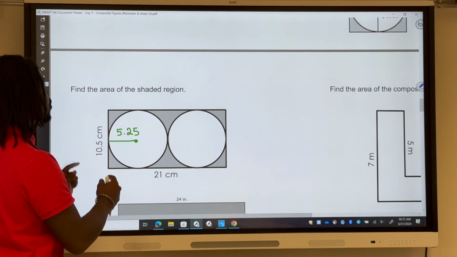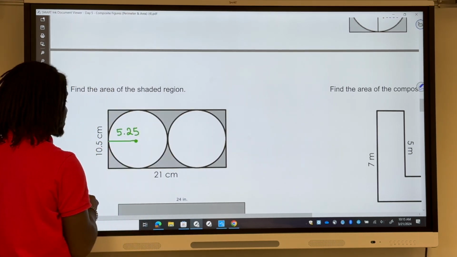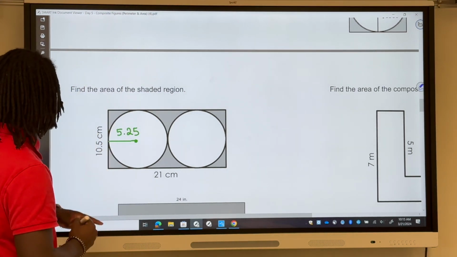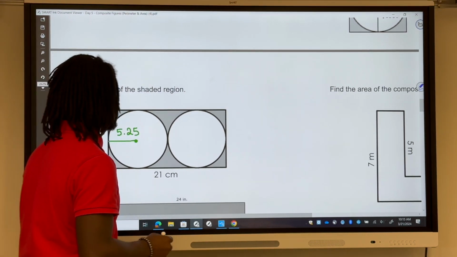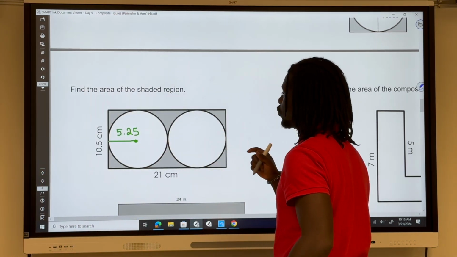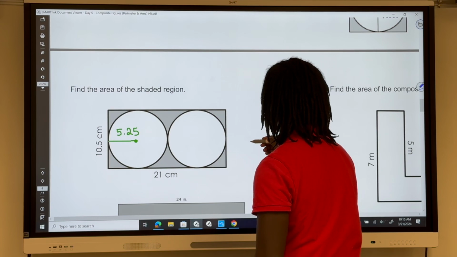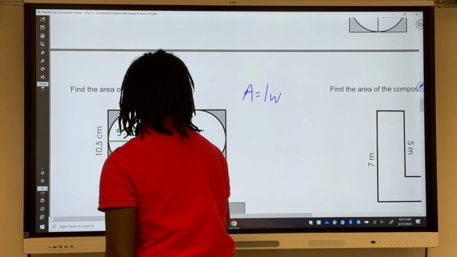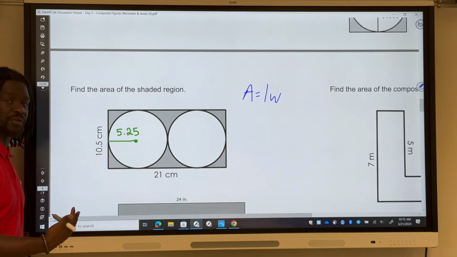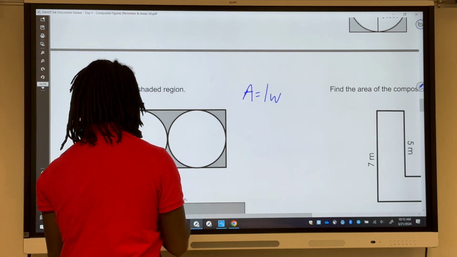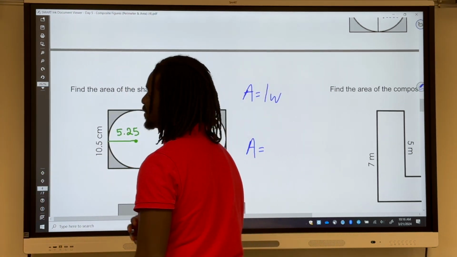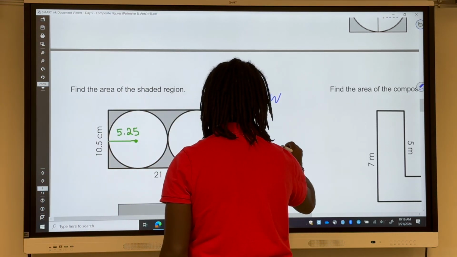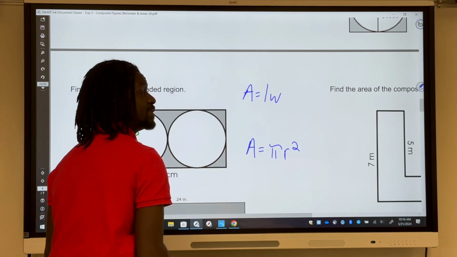To do this, what we're going to end up doing is finding the area of the outside and then taking away the area of the shape that's inside, okay, because that part is not shaded. So let's start by finding, okay, what shapes do I have? Well, I have the area of a rectangle, so I'm going to do length times width. And then I have the area of a circle. Now, this is the first time we've done the area of a circle in this lesson. So again, go to your formula sheet, figure out what that formula is. The area of a circle is pi r squared, r being the radius.